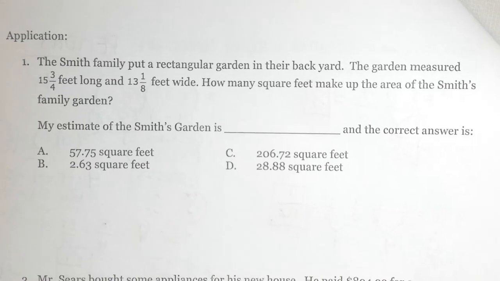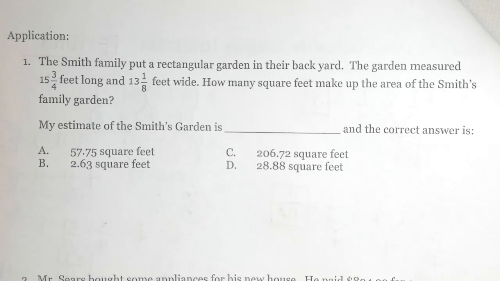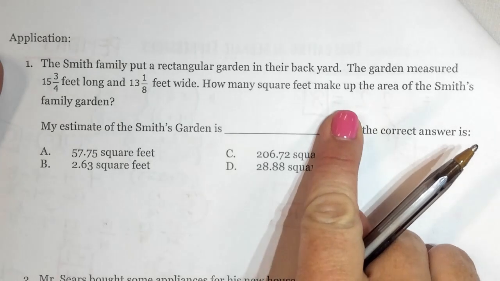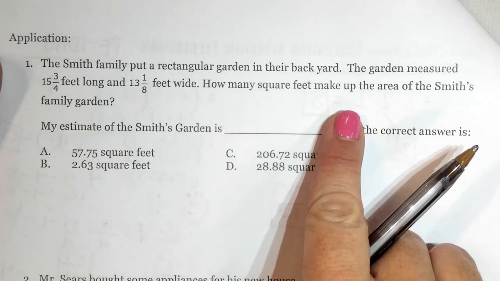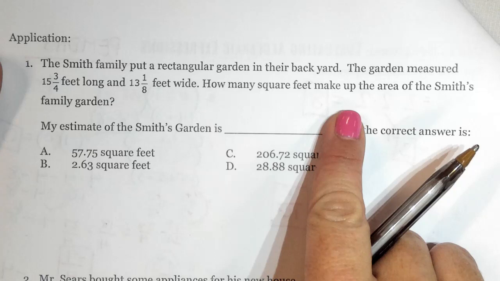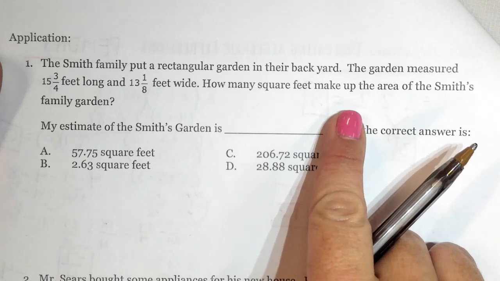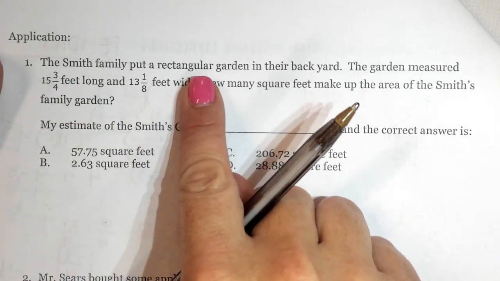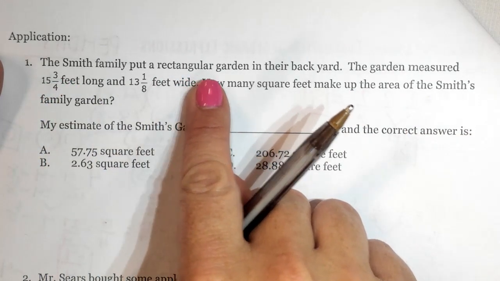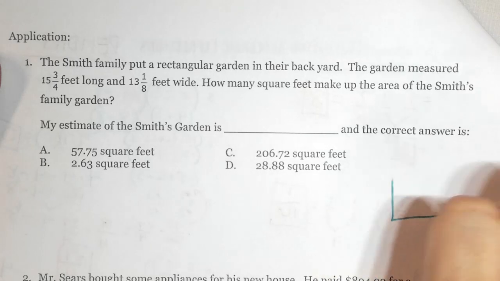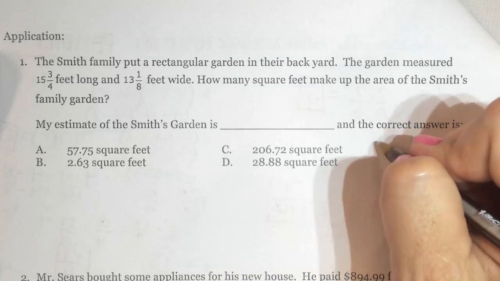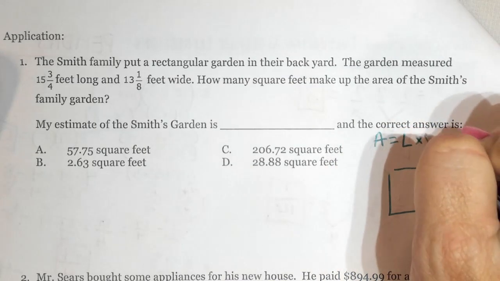So if you're like me and you hate to read, I used a bigger font, so it's really not that many words. Okay, I was kind. How many square feet? What does that mean? What are we looking for? Area. Okay, so it says the Smith family put a rectangle garden in. So we're finding the area of a rectangle. How do you find area of a rectangle? Yeah, length times width.